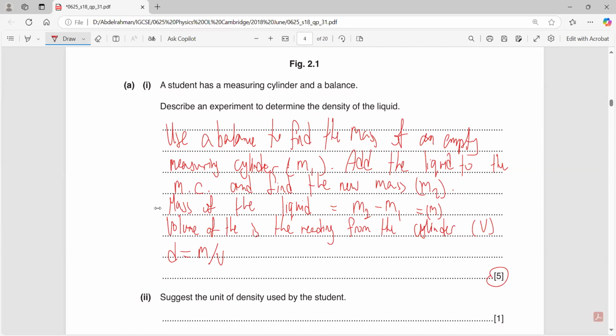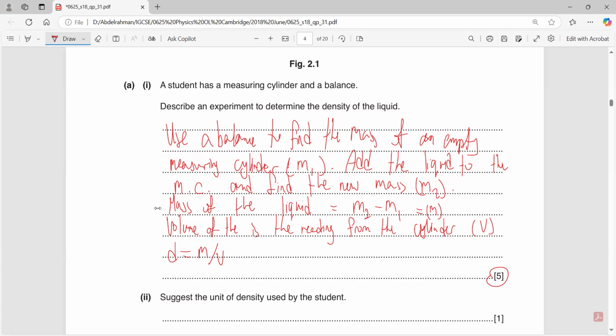Someone's saying, why didn't we use the volume equation, V2 minus V1? Because you're not required to find the volume of an irregular solid. If you have an irregular solid, a piece of stone, and you need to find its volume, then you submerge it into water using the displacement method and find V2 minus V1. But for this case, you want the density of the liquid. This liquid could be water, it could be anything else.